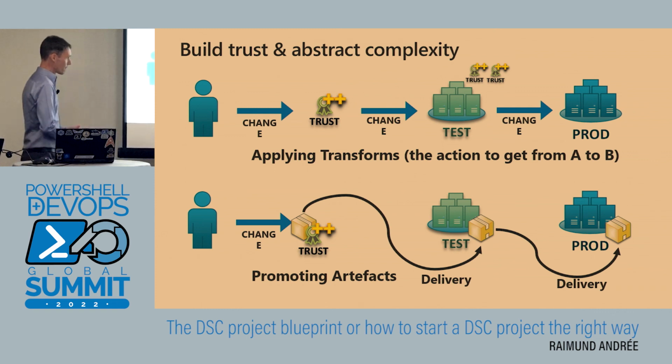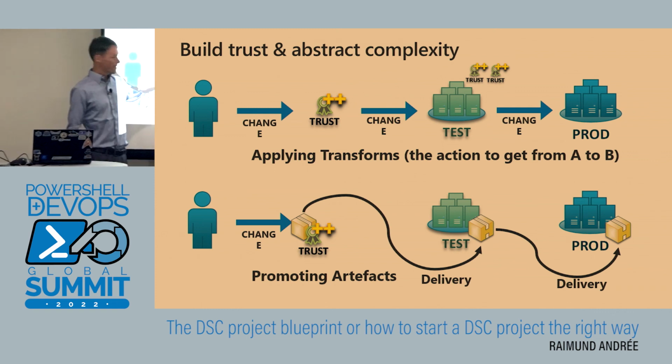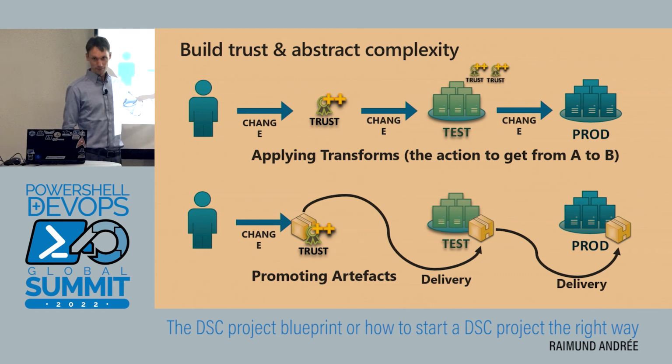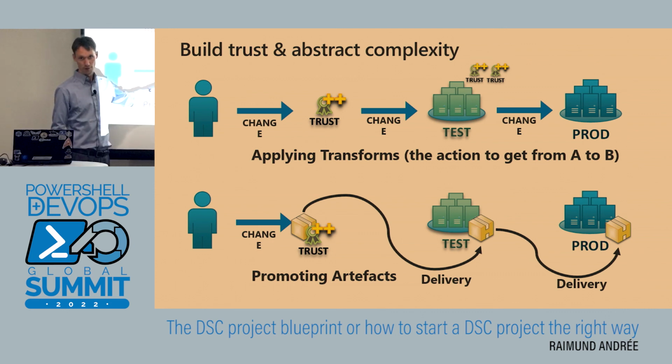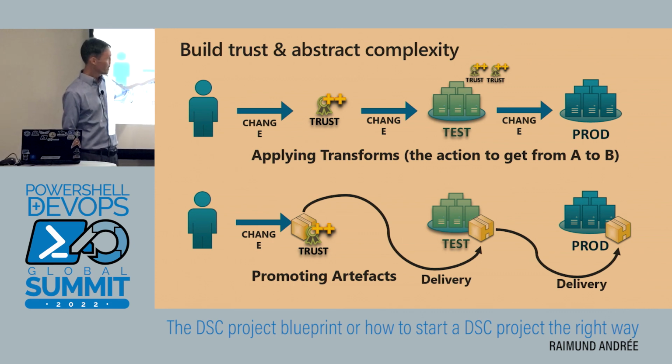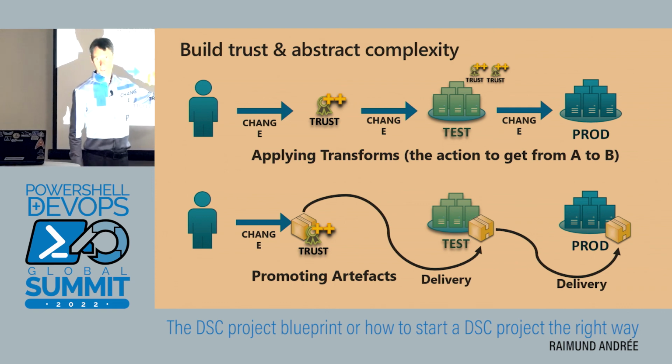So the idea is of having a MOF file or instruction file, and this doesn't only apply to DSC. I think Chef and Puppet are working the same way. So we are creating an artifact, we are creating a package, and we are testing the package, and by testing the package locally or in whatever build system we have, we are adding trust to the package, and then we are promoting it to the next stage, which is our test environment.